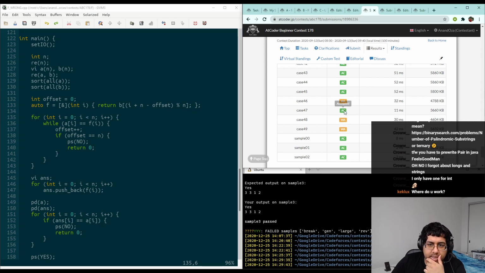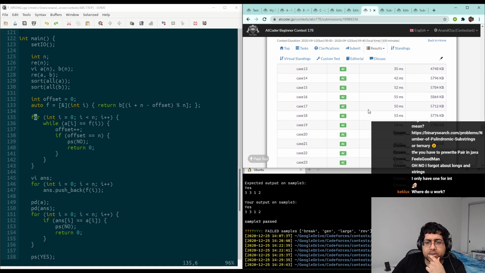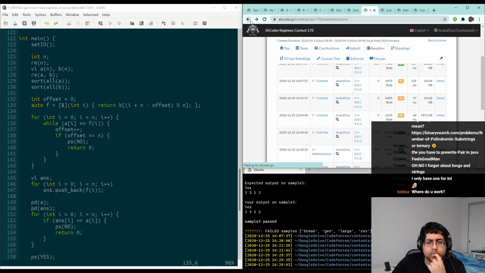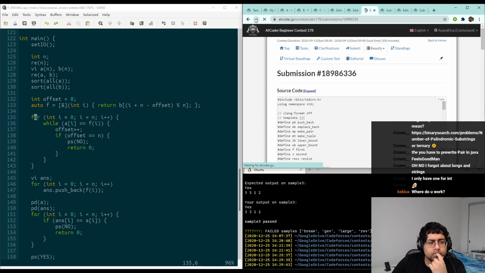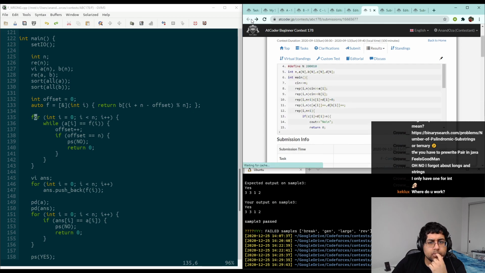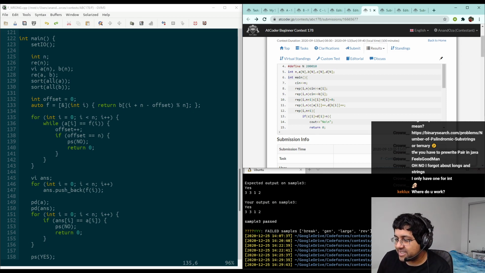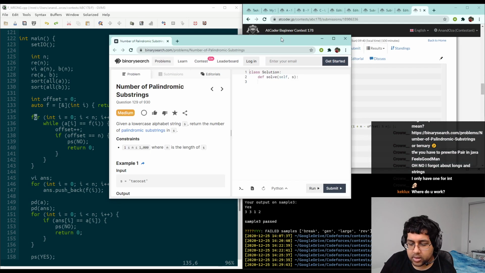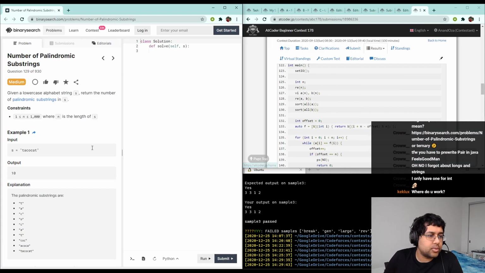Oh, these are probably pretty big cases. Okay. Because their runtime was so high. All right. Well, let's move on. I'll click this problem that Crow suggested. Given a lowercase string, return the number of palindromic substrings.